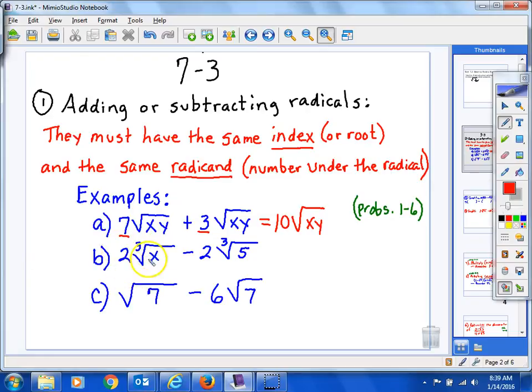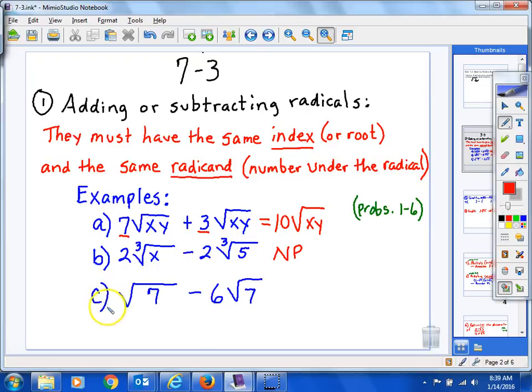Okay, look at letter B. This is not possible because the number underneath the radical, which we call the radicand, is not the same. Therefore, if this were a homework problem, you would put something like not possible, or you can just write NP. Cannot be combined as a single term using subtraction.